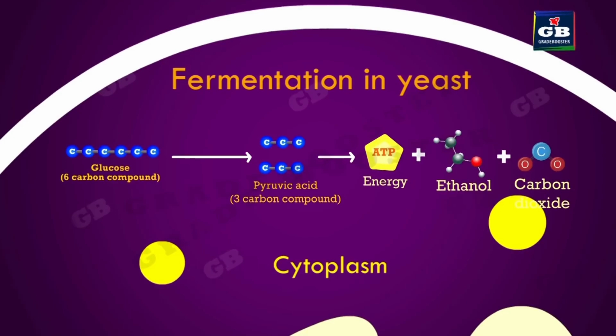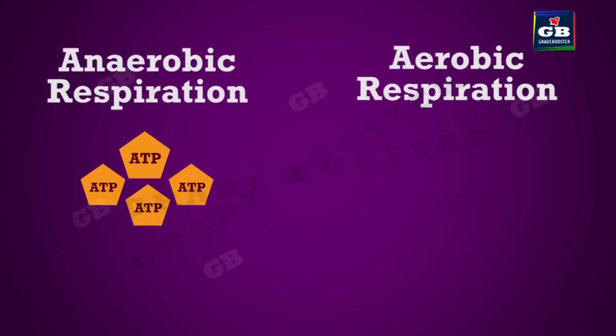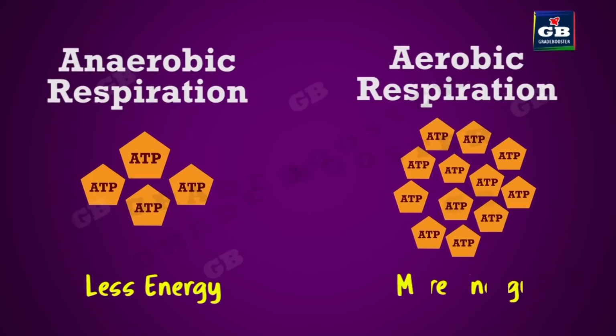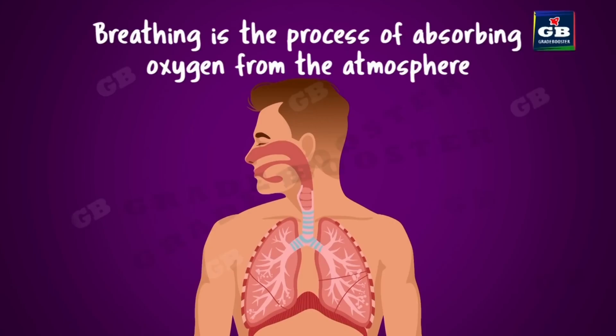This process is called alcoholic fermentation. The energy that is released in aerobic respiration is greater than the energy released in anaerobic respiration. But for the process of aerobic respiration, a continuous supply of oxygen is needed. But how do aerobic organisms get the continuous supply of oxygen? It is done by breathing.